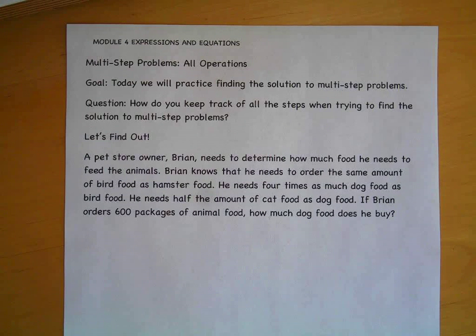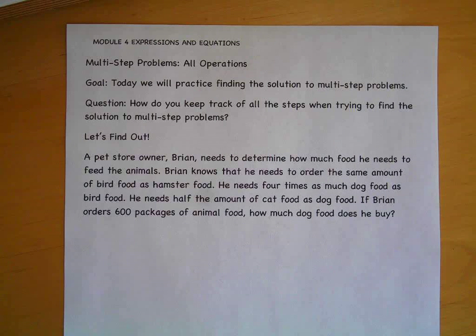So the best way to practice finding the solution for multi-step problems is to try it with a problem. So I have a problem for you under the Let's Find Out section. A pet store owner, Brian, needs to determine how much food he needs to feed the animals. Brian knows that he needs to order the same amount of bird food as hamster food. He needs 4 times as much dog food as bird food, and he needs half of the amount of cat food as dog food. If Brian orders 600 packages of animal food, how much dog food does he buy?